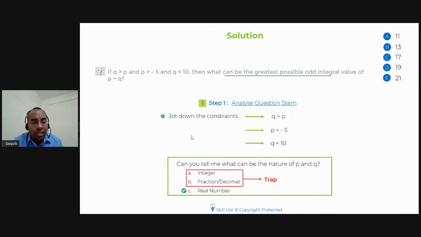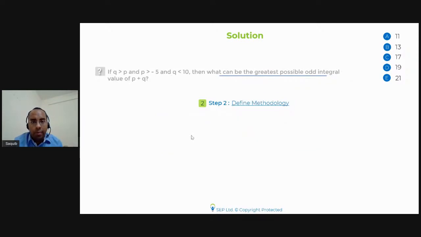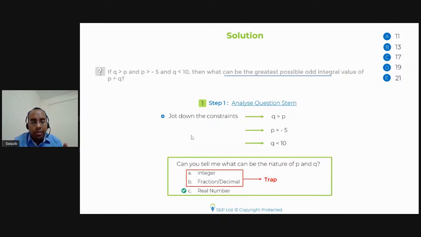The mistake that we usually make is that we inherently think that if nothing is given, they are integers. That's a mistake that a lot of people make. So if nothing is given, make a note of it: if nothing is given about the variables, those variables should be considered as real numbers. This is an important thing that you need to keep in mind. If you don't keep this in mind, you'll make a mistake.